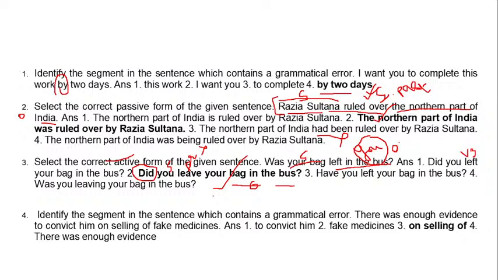Number 4 is again error correction, error detection. "Actually, there was enough evidence to convict him on selling of fake medicines." Okay, so we have to find out where is the error. "To convict him" is correct. "There was enough evidence" is our number 4 option. That is also correct. "To convict him" is also correct. "Fake medicines" is also correct.